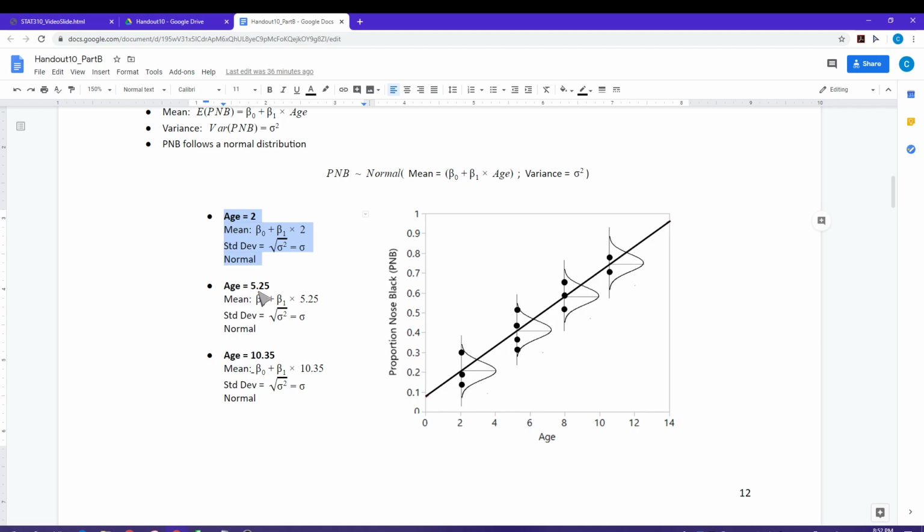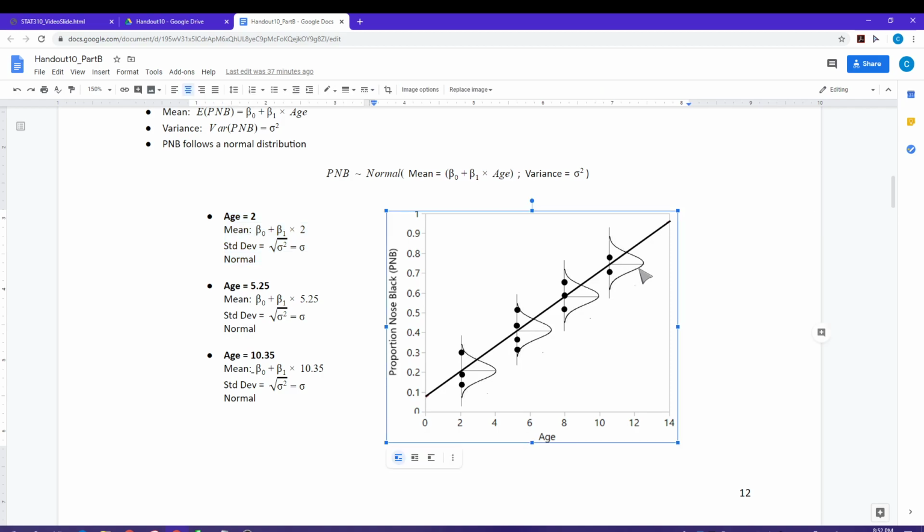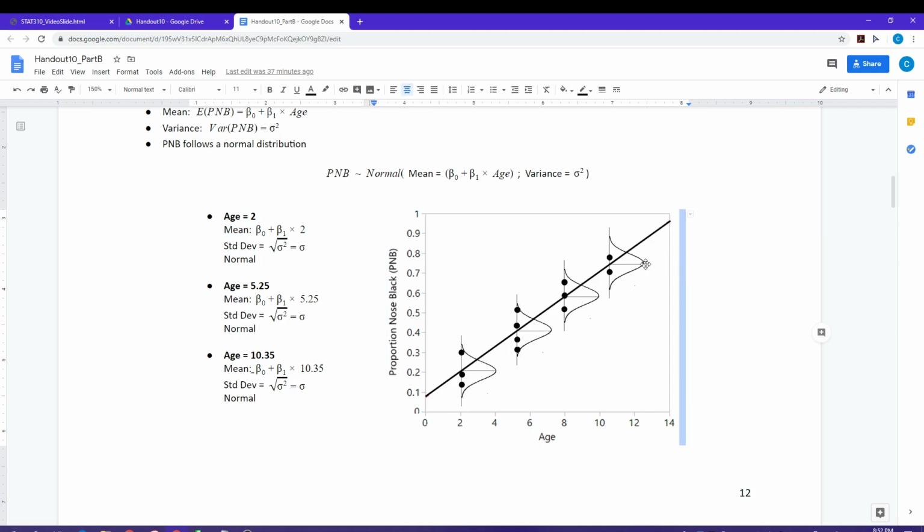If I move up to age 5.25, all I need to do is just switch what I plug into the equation. So at 5.25 here, that would be the second one, I can see that my mean is going to shift up to about 0.4 or so, roughly. The standard deviation here is going to be given by sigma, which again is the same quantity as age 2, and it's going to have a normal distribution. Or if I jump clear up here to 10.35, the one way up on the right, that's going to have a normal distribution. It's going to have sigma as my standard deviation, and if I want to know what the mean is, I would just plug the age into that equation.